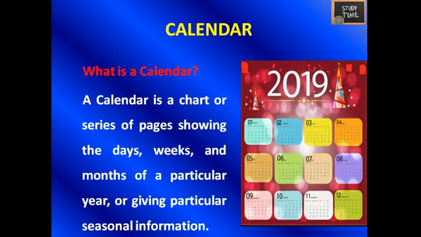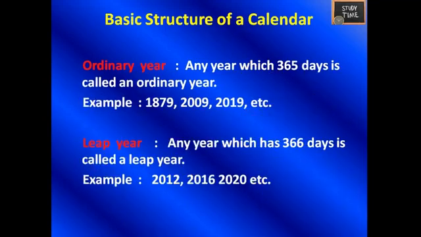Next, calendar. What is a calendar? A calendar is a chart or a series of pages showing days, weeks and months of a particular year, or it can give some seasonal information. Each year can be called either an ordinary year or leap year. Any year which has 365 days is called an ordinary year. Example 2009. Any year which has 366 days is called a leap year. Example 2020.